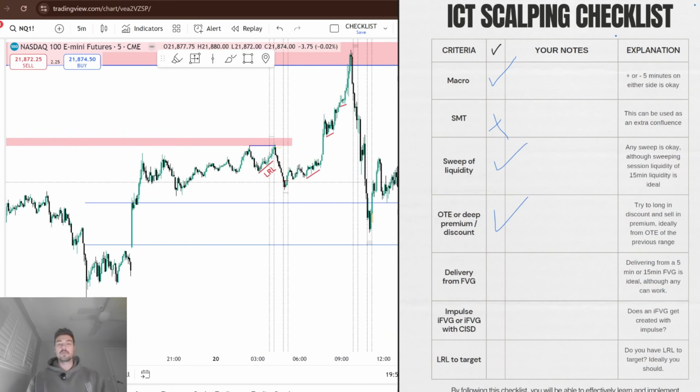Are we delivering from a fair value gap? Well, people are going to ask me about this. This here is the opening gap. So I'm going to mark out this whole gap, and I'm going to treat it like a fair value gap. I treat them exactly the same.